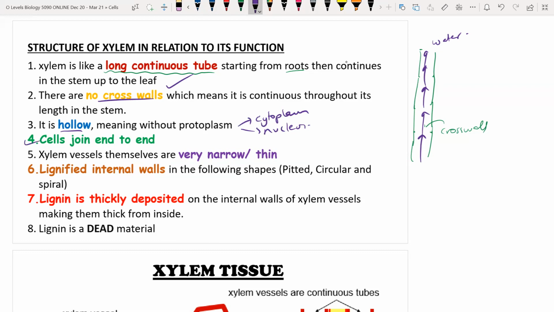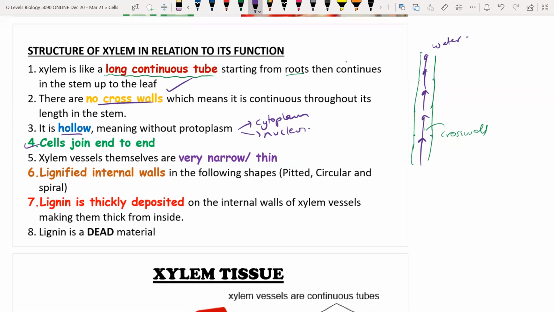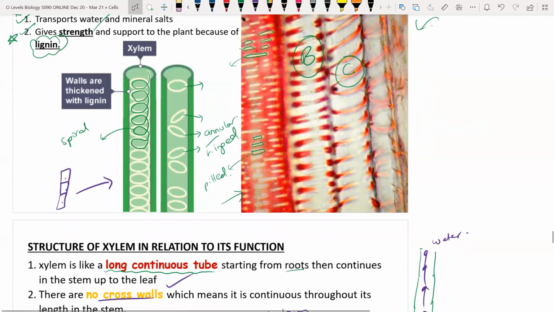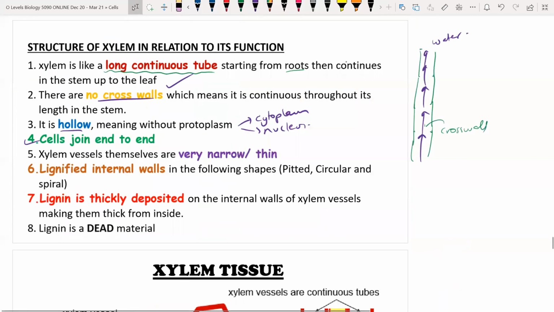Number four, cells join end to end. That's exactly what I mean. Cells on top of one another, but you don't have their cross walls. They're gone. They went through this process of specialization, the details of which you don't need to know. But again, they went through specialization and eventually became a hollow pipe. So this diagram that you can see, once upon a time was cells stacked on top of one another like this, and they went through all of this change and all of what you can see happened.